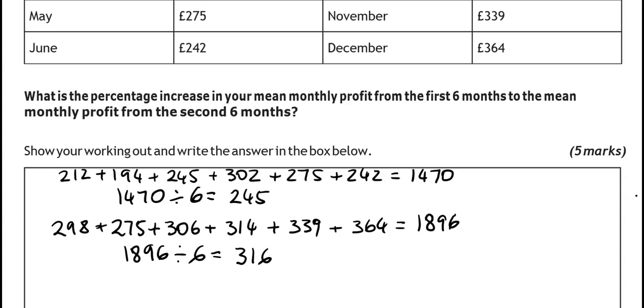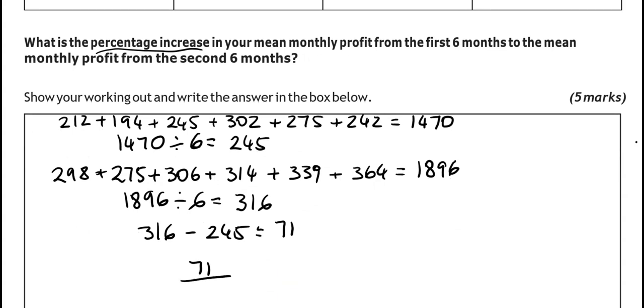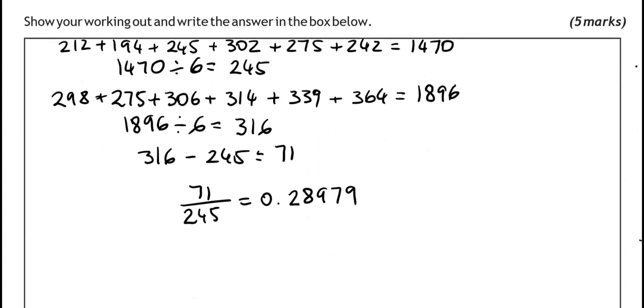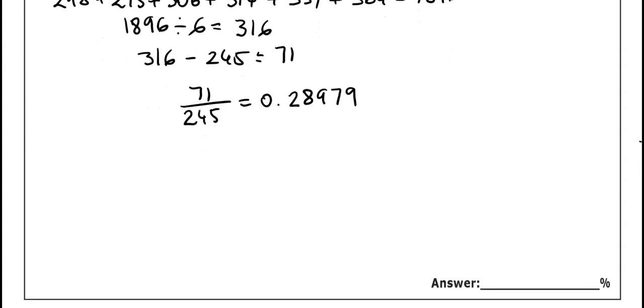So we're looking at the percentage increase. So 316, if I take away 245, it's going to work out the difference. So 71 is the increase. 71 out of the original amount, which was 245, or the original total in the first 6 months. So 71 out of 245 gives us 0.28979 and so on. So as a percentage, this is roughly 28.98%.